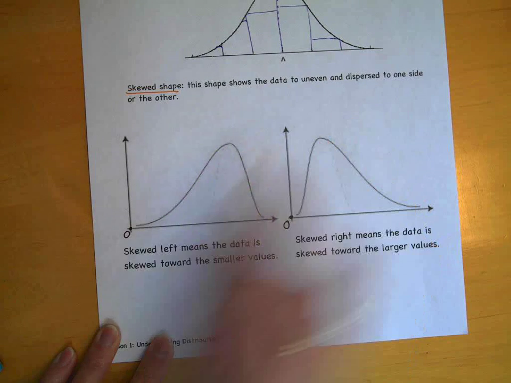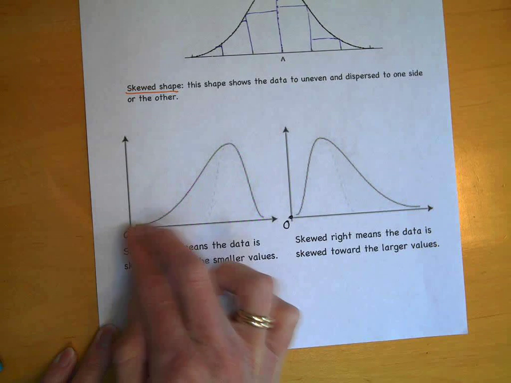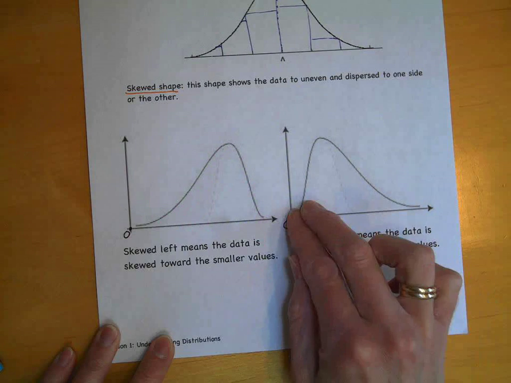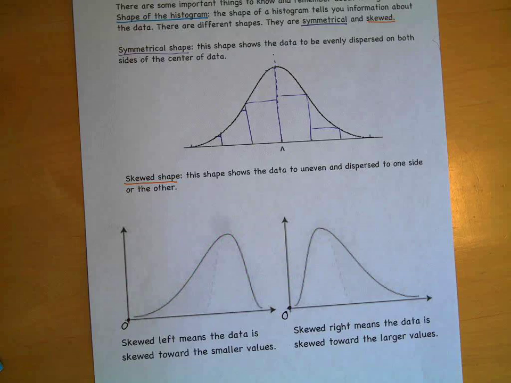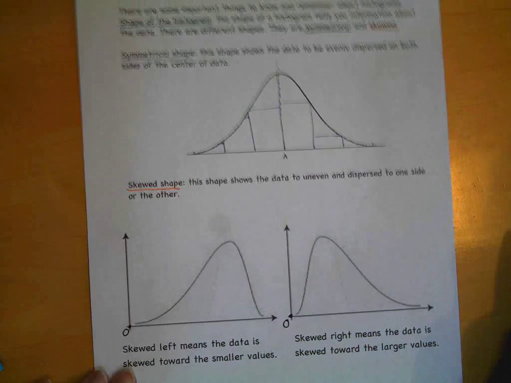Whereas skewed right means the data is skewed towards the larger values. So immediately when you start, your values are really large. Immediately when you start over here, your values are small. Immediately when you start, your values are very large. So that's how you have to determine what skewed left or skewed right means in your data.